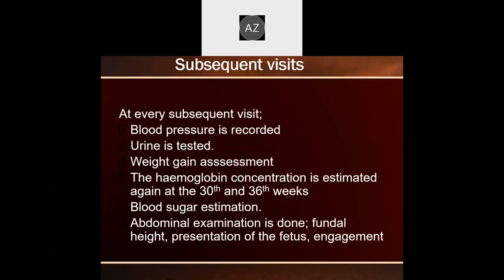Check for weight gain assessment. At the end of pregnancy, we just need to gain around an average of 12.5 kilos cumulatively. Check for hemoglobin concentration. Estimate it again at the 30th and 36th week. Blood sugar estimation is also good in every subsequent visit because we have gestational diabetes mellitus.